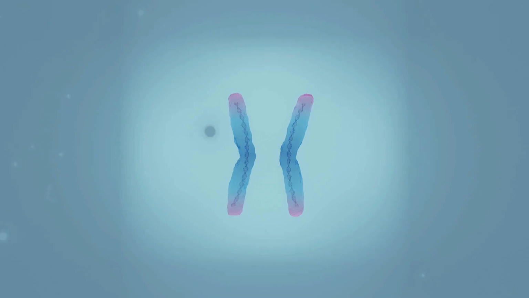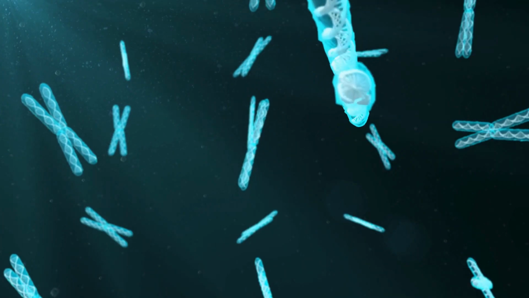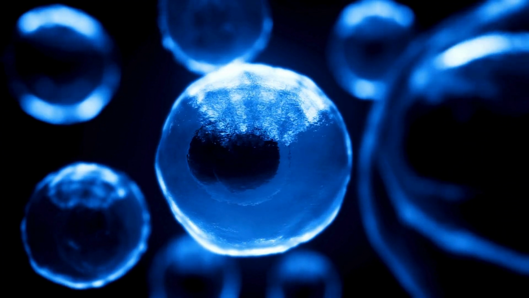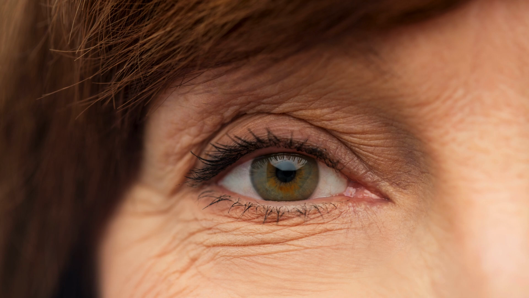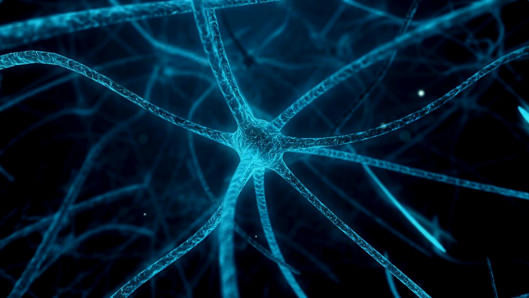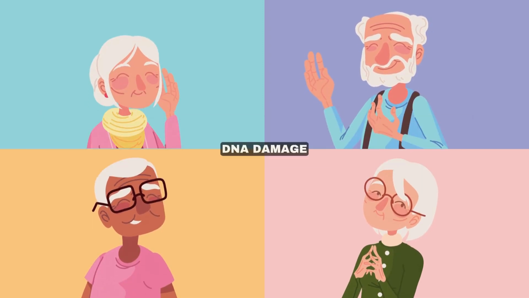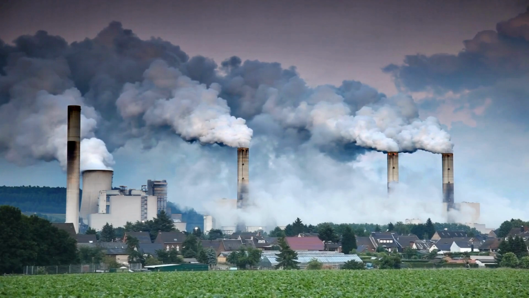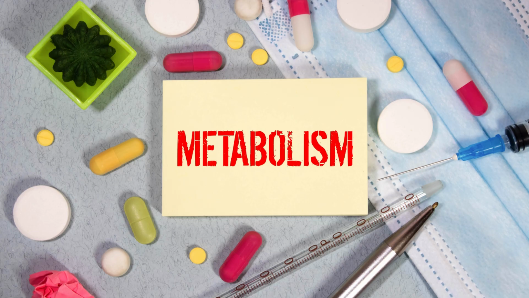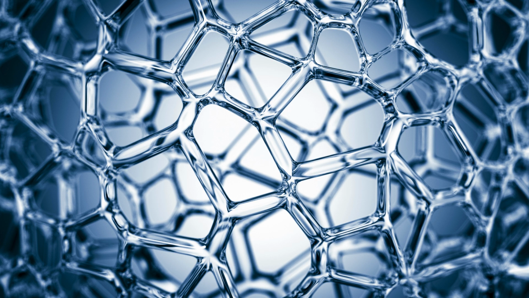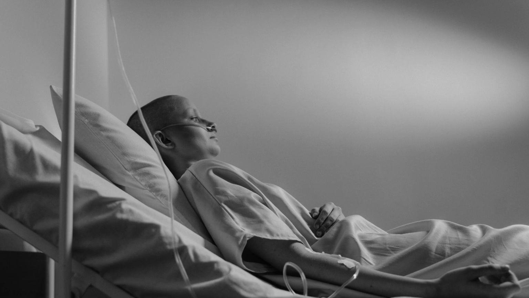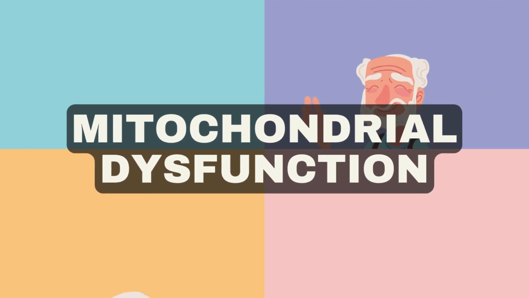Telomere shortening. Telomeres, the protective caps at the ends of chromosomes, shorten with each cell division. Once they reach a critical length, cells can no longer divide, contributing to aging and tissue deterioration. DNA damage. Accumulation of DNA damage over time due to environmental factors and normal metabolic processes impairs cellular functions and increases the risk of cancer and other age-related diseases.